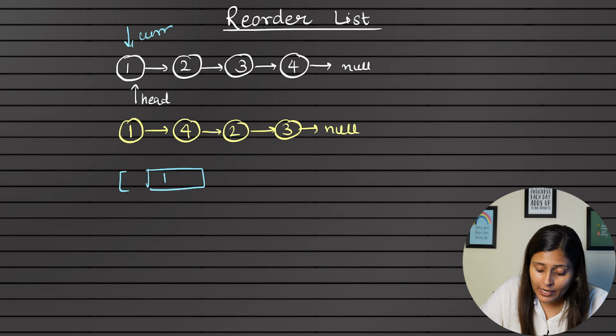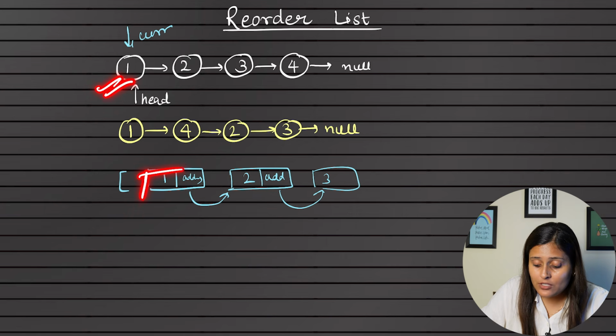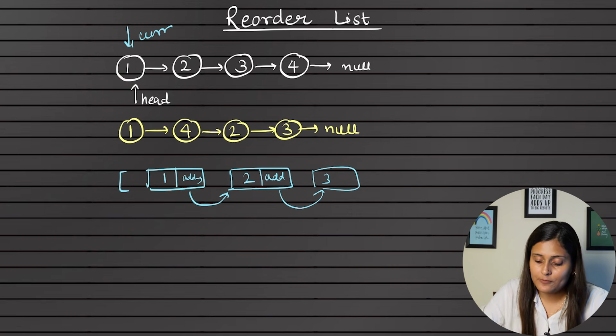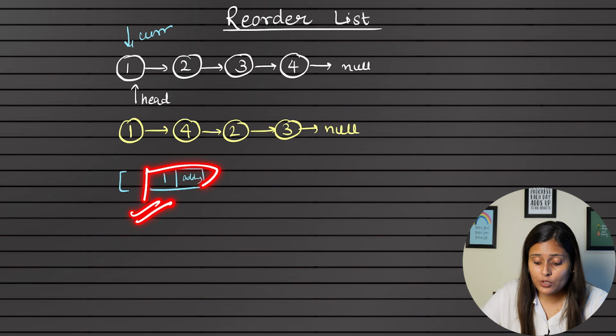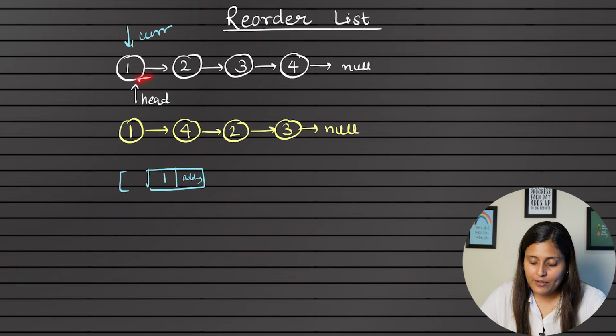Node means one value and the address of 2 we will insert, correct? And as the address of 2 we have, it will connect to 2 and the address of 3, then again it will connect to 3. So can I say when I saved this 1 as a node, I have the entire linked list here, correct? But as I am saving only the node, this will occupy O(1) space, okay? Now 1 we have saved.